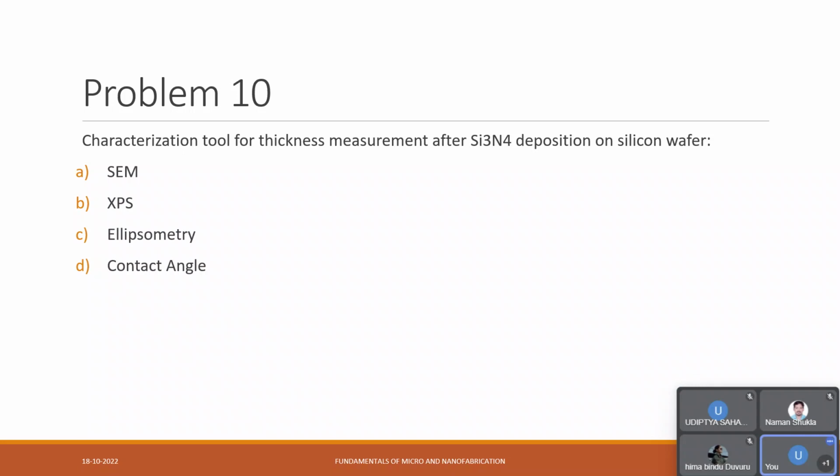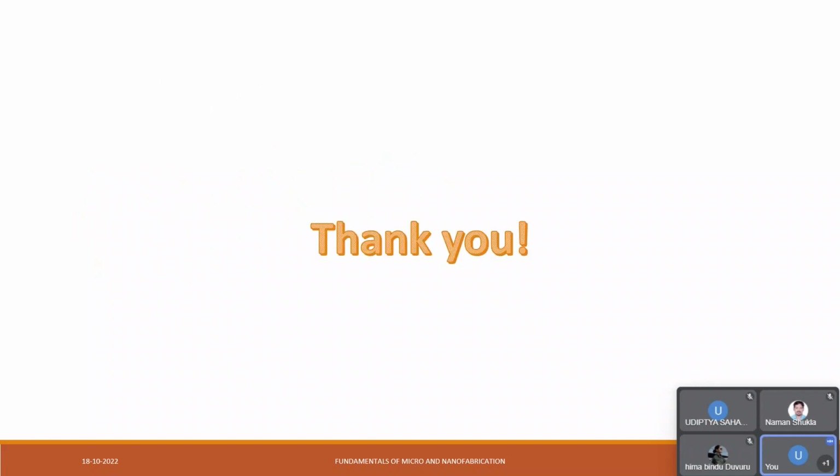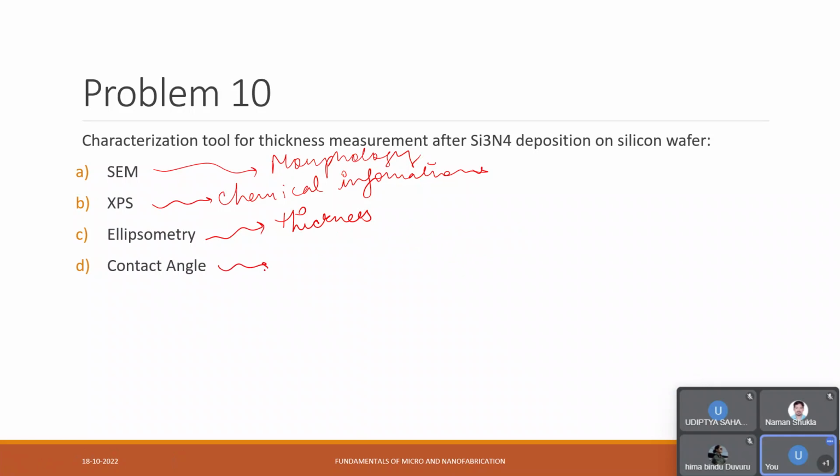So essentially we will discuss. SEM is something that is used for morphology. XPS is something for chemical entity information. And ellipsometry is essentially for thickness. And contact angle is for surface energy and wettability.